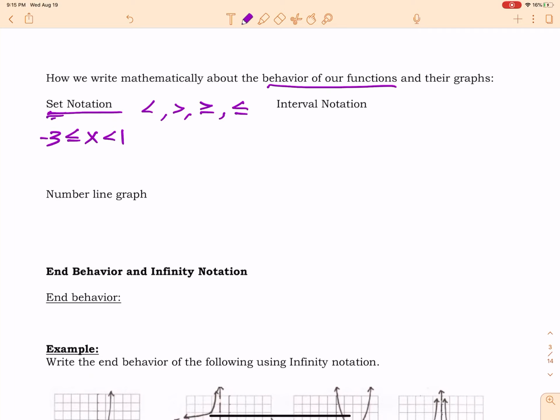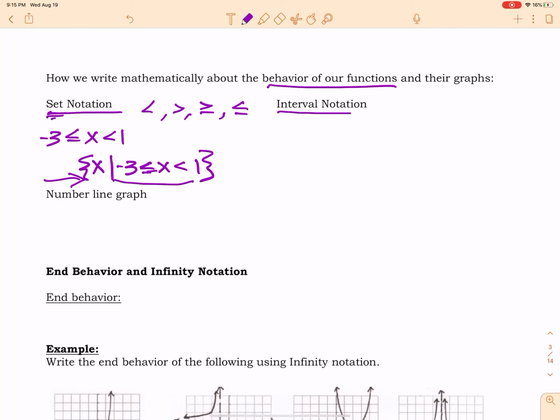But we would write it in a true set as a set of all x so that x is greater than or equal to -3, sorry, and less than 1. Okay, so that's how we would write that as set notation. And it's just telling you that the answer is the set of all x values, but with this restriction. So that's what that's going to look like.